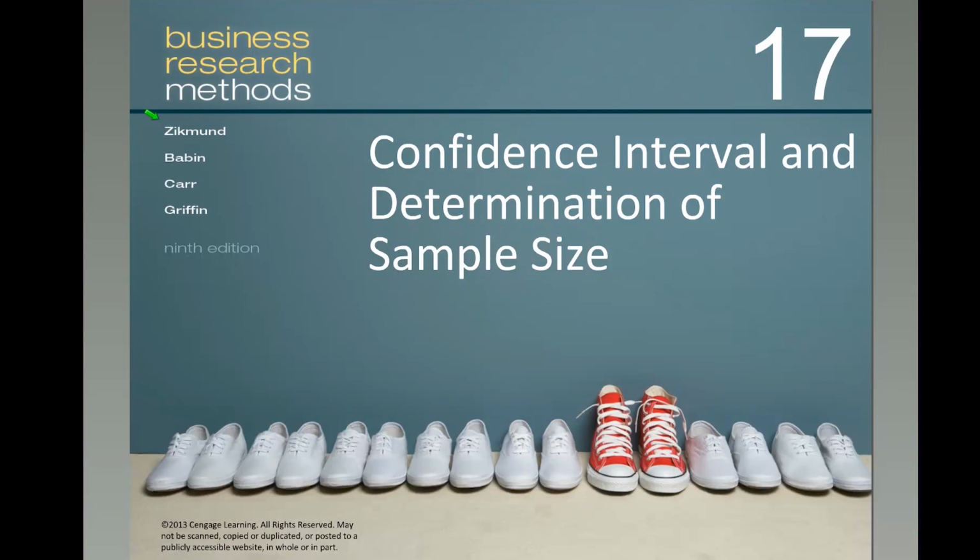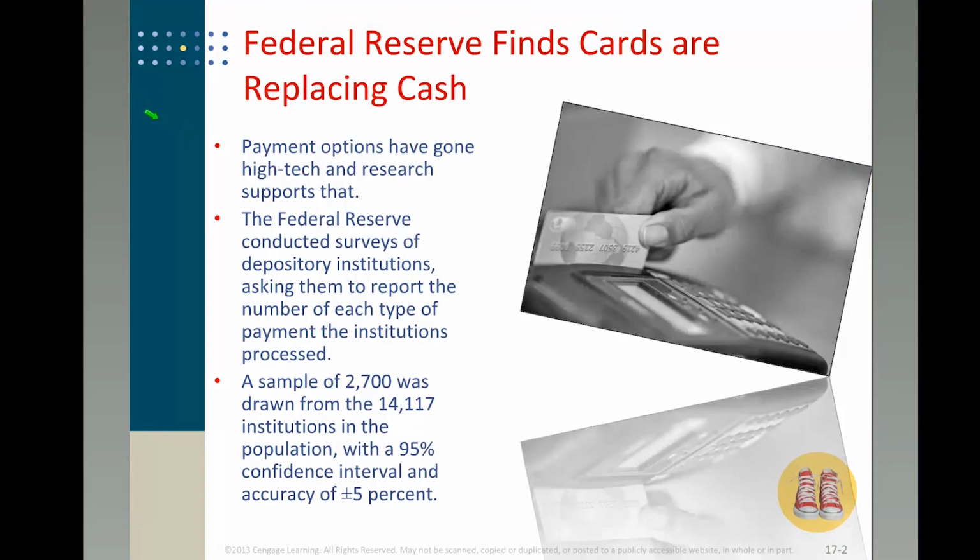In this lecture, we will go over Chapter 17, Confidence Interval and Determination of Sample Size. Let us start with an example. This is about the payment people use during transactions, right?